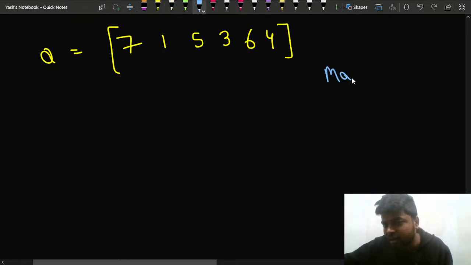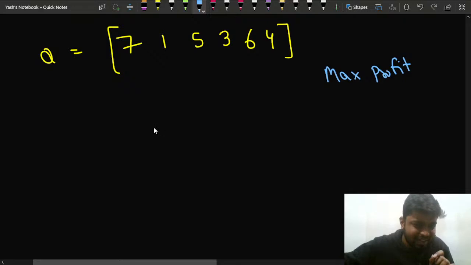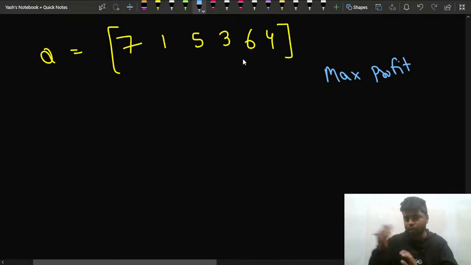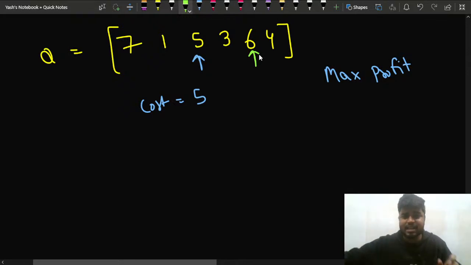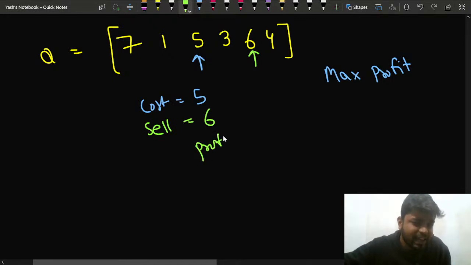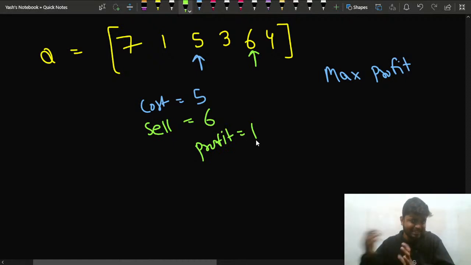I want to return the maximum profit that I can make. I'll be buying it on one particular day, in any of these days I want to buy it, and then I want to sell it such that I gain my maximum profit. So if I buy it here, if my cost is 5, and I am selling it when the price is 6, so what is the profit that I would get? I would get a profit of 1. This is the profit that I would get.